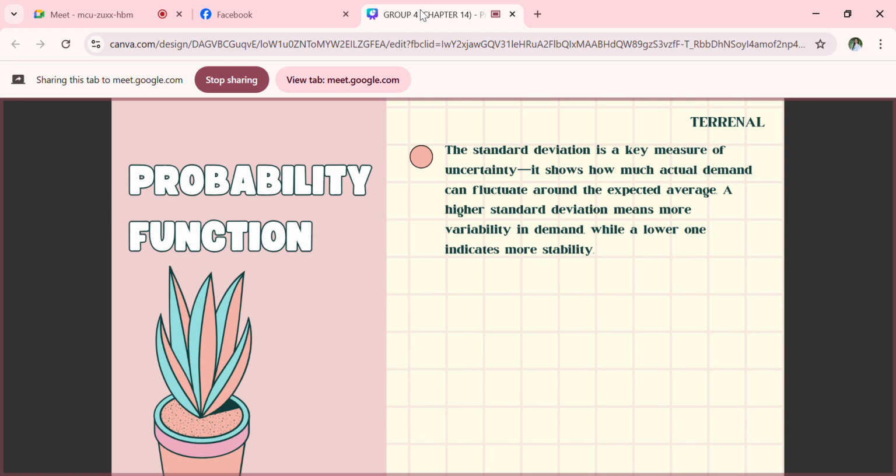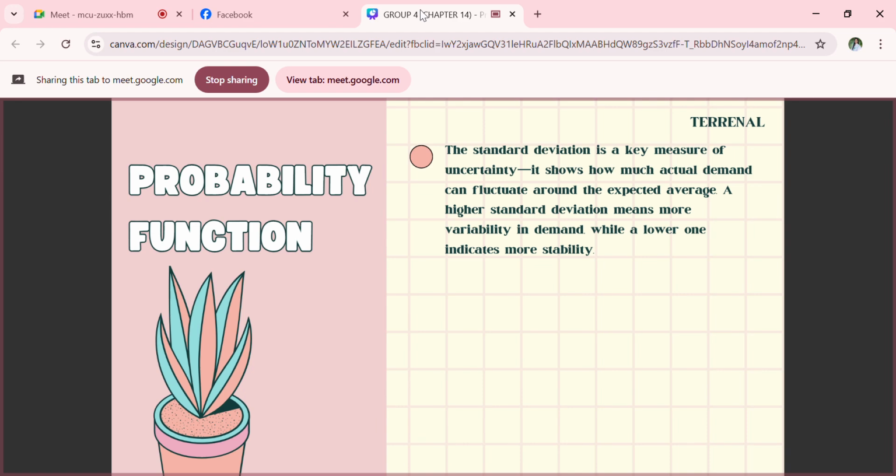Using the normal distribution, which follows the bell curve, the hotel operation predicts that 68% of the time demand will fall within one standard deviation of the average. So in this case, that's between 6 and 14 rooms. The remaining 32% of the time, demand may fall outside the range.